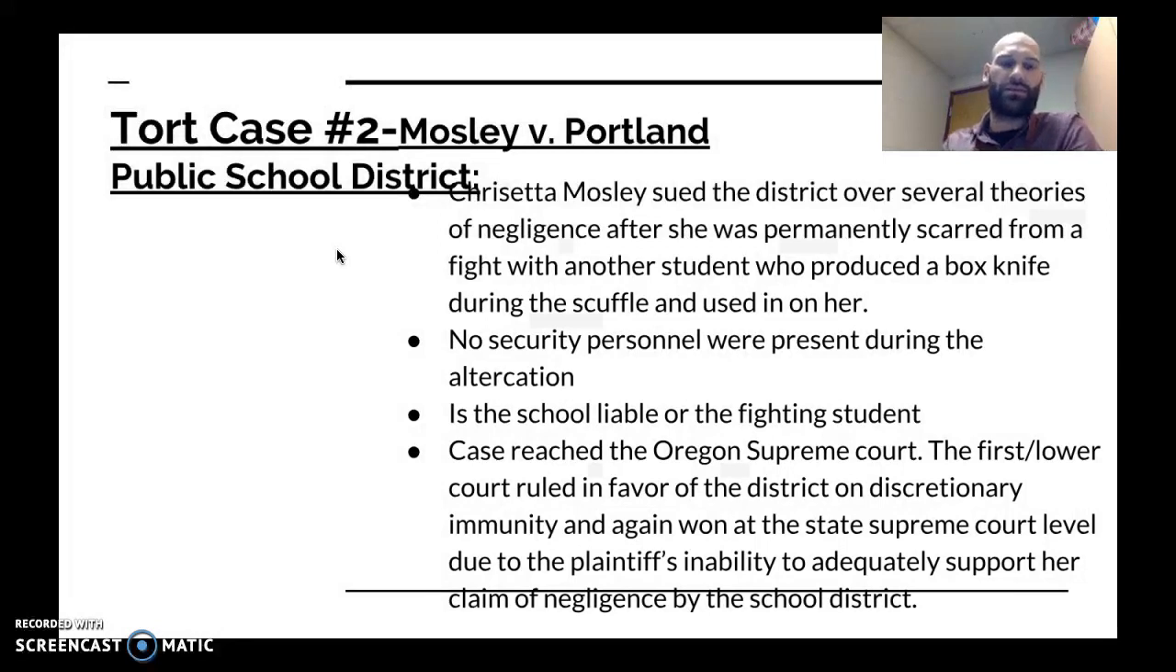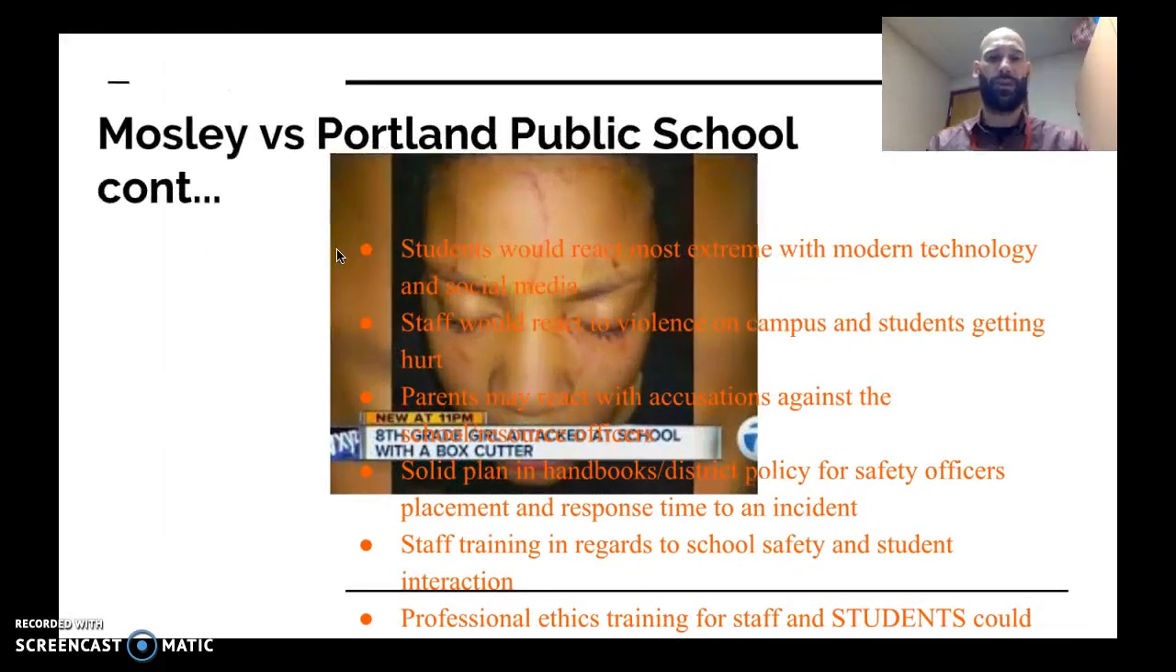The second case I researched was Mosley versus Portland Public School District. This is where Cressida Mosley sued over negligence after she was permanently scarred from a box knife that was used on her in a fight. Basically she was saying that the security personnel were not present in that part of the building, nor could they respond to the incident in a timely manner, causing her injuries. We wanted to know if the school is liable for students fighting. The case went all the way to the Oregon Supreme Court, where the lower court ruled in favor of the district, and the Supreme Court did as well.